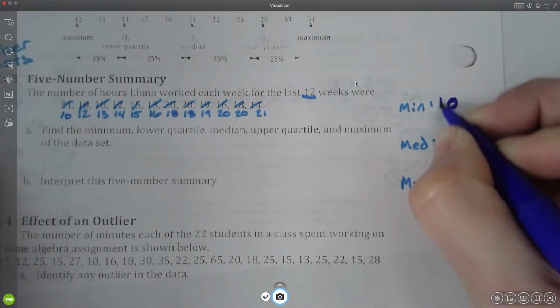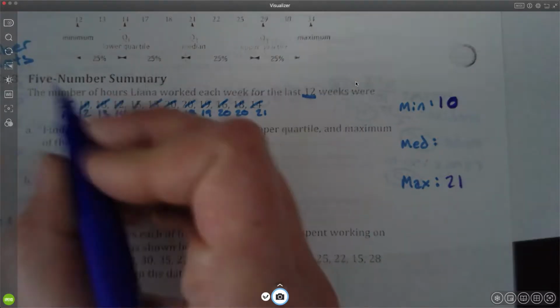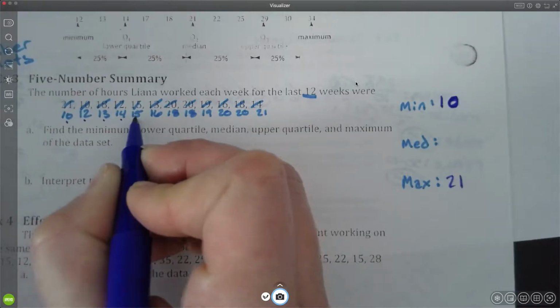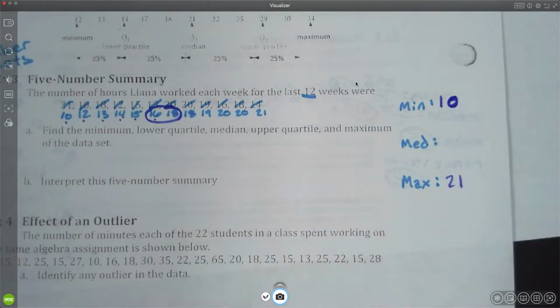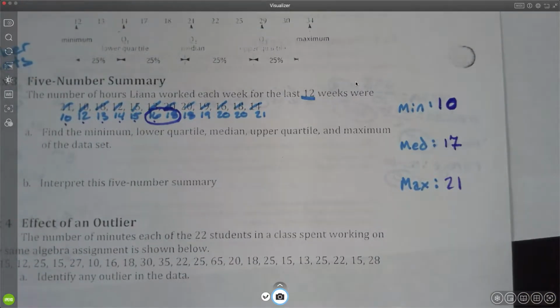Okay, the median. Since I have 12 numbers, will I have an exact middle number? No, right? So my number will be between the 12 divided by 2 is 6, the 6th and 7th number. So 1, 2, 3, 4, 5, 6th and 7th number. What's exactly between 16 and 18? 17 is my median. Okay? All right, those are 3 of your numbers.